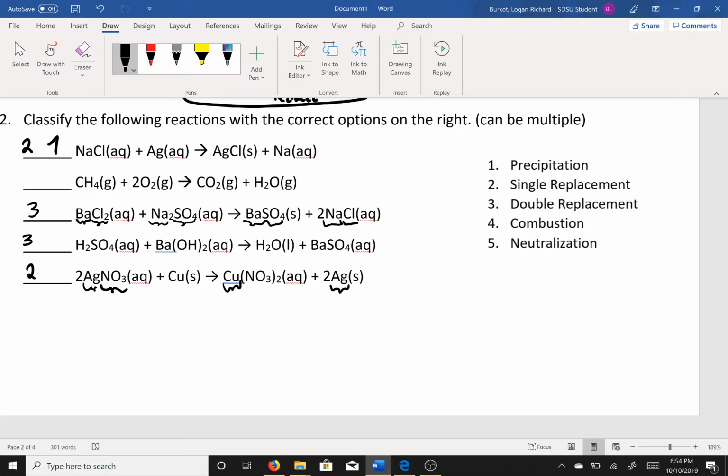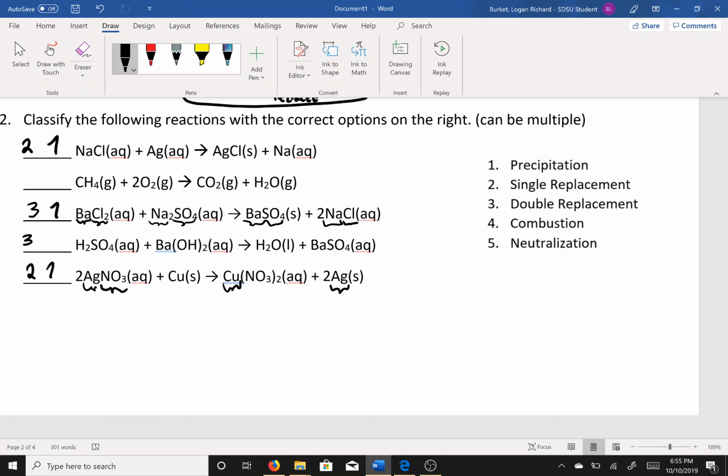This third one, once again, we have a precipitation. This fourth one, there's a liquid formed, but not a solid, so it's not precipitation. And then this last one is precipitation again because the precipitate, aka the solid, switches to silver instead of copper.